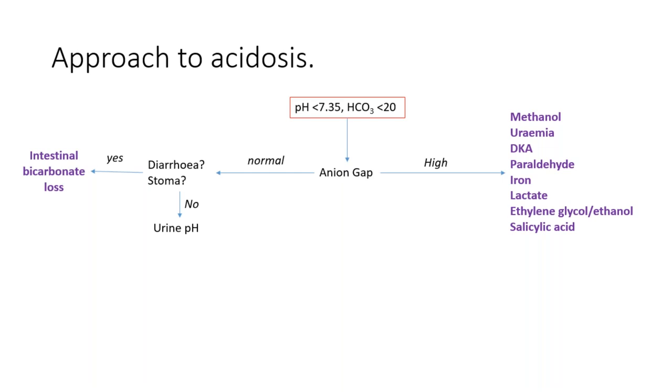But if they don't have any diarrhea or losses and they have no stoma or any other reason to suspect the gut, the next thing to do is to check the urine pH. If the urine pH is low, so they have acidified urine, then they can acidify their urine and give themselves a low urine pH, so the problem is not in the distal portion of the tubule. It's not in the collecting duct or distal convoluted tubule. The problem is happening in the proximal tubule.